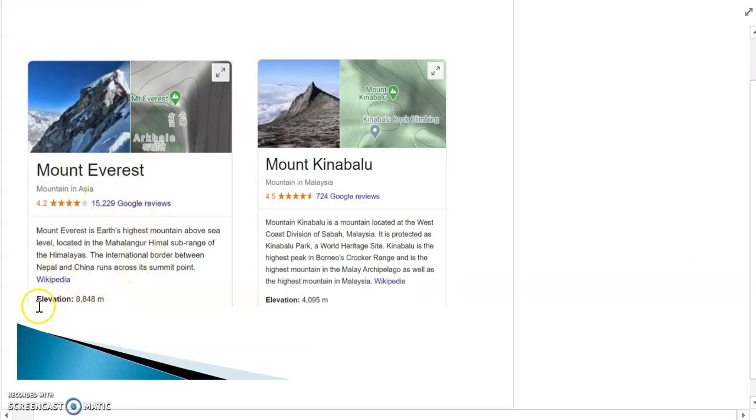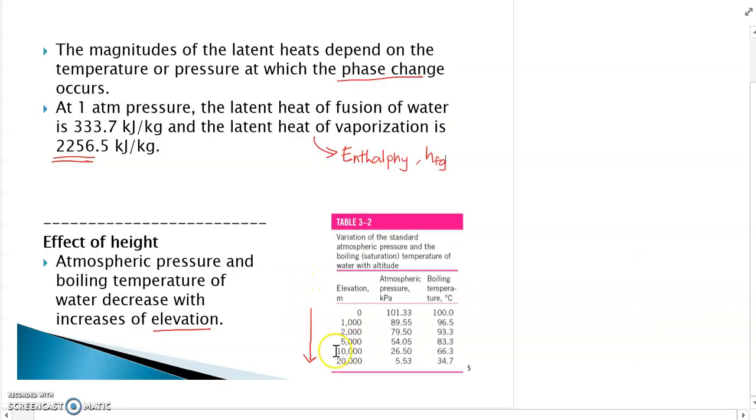You can just Google this and you see the elevation is 8848 meter, while in Mount Kinabalu the elevation is about 4095 meter. So just now it is 8 something, right? So your value could be somewhere in between here. You need to do interpolation to find the boiling point at the top of Mount Everest. And for Mount Kinabalu, the value is in between here, so it should be somewhere here.